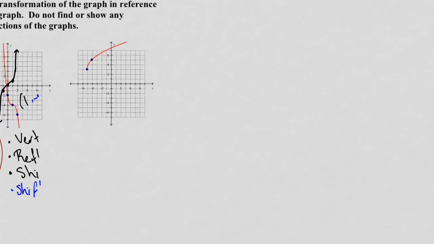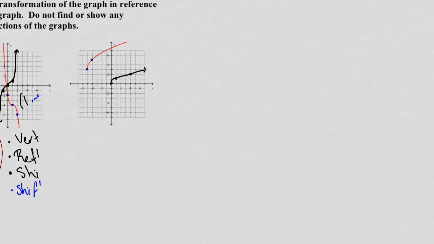Okay, for 37, we're going to do the same thing. What I'm going to do first is just put the parent function here. 0, 0, 1, 1, 4, 2. I know that one. Look at your notes. That is the parent function for that one. It's a square root function.